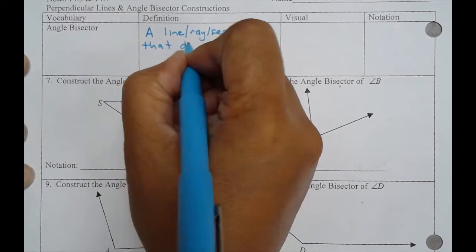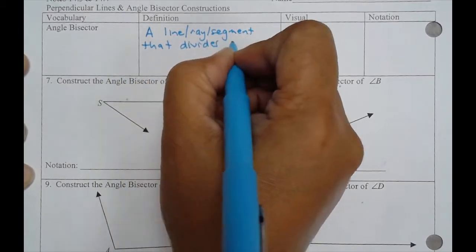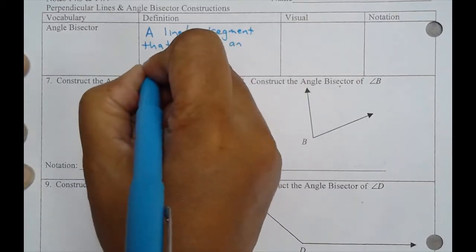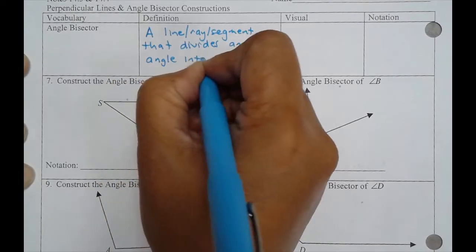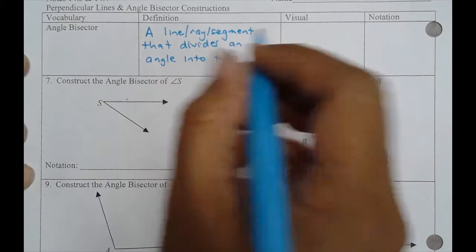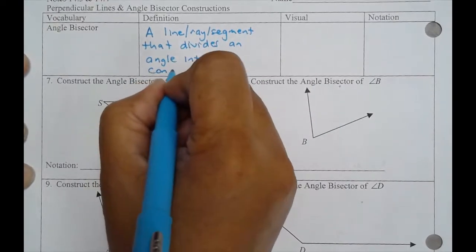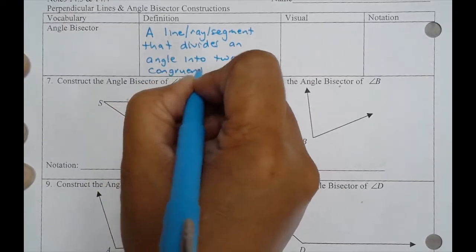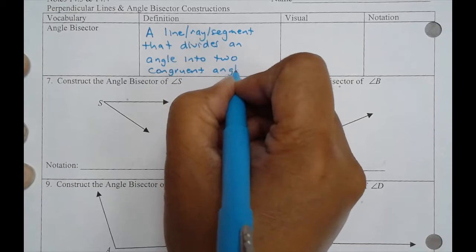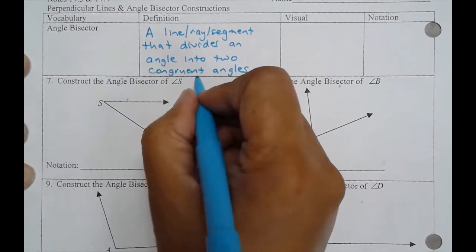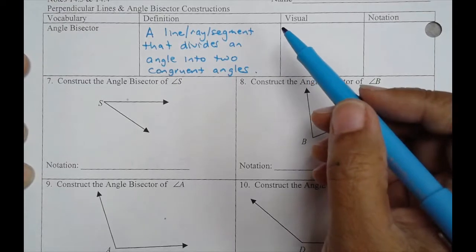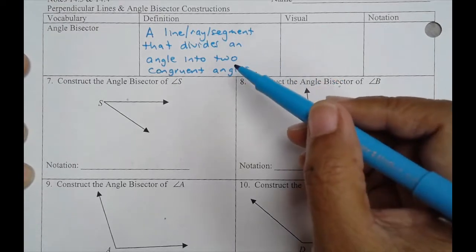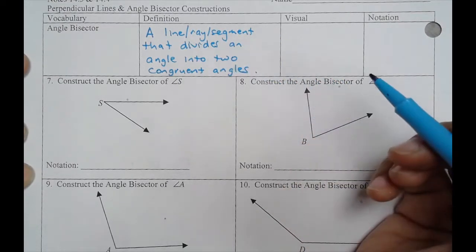That divides an angle into two congruent angles. You can use the shortcut to write congruent if you would like to. Okay, so it's the line, ray, or it could be a segment that divides an angle into two congruent angles.